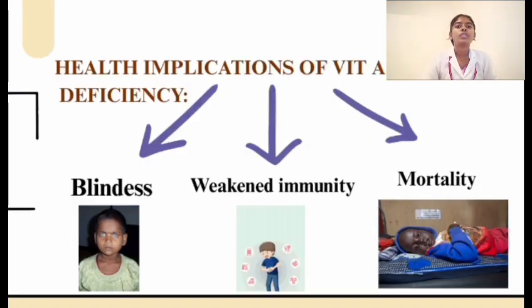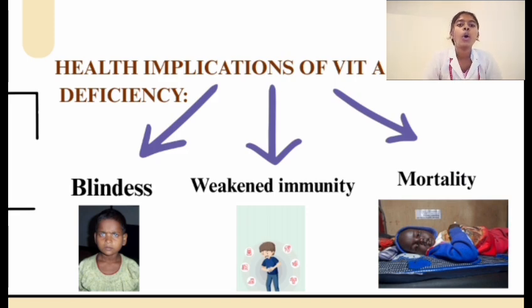Now next we can see the health implications of vitamin A deficiency. Vitamin A is one of the important nutrients for the human body. When people do not get enough vitamin A, it can lead to several serious health problems like blindness, weakened immunity, increased mortality, etc.